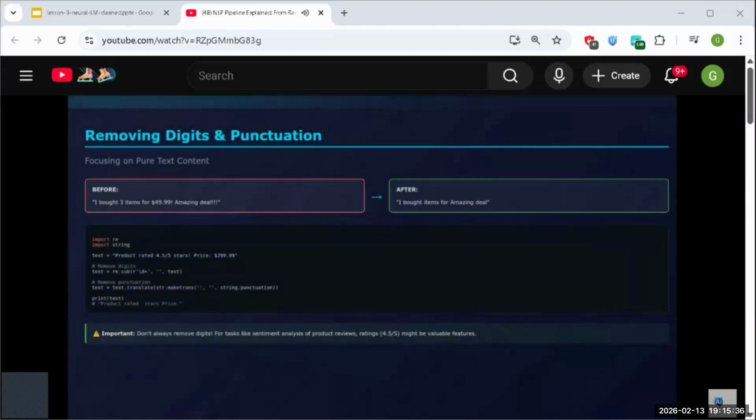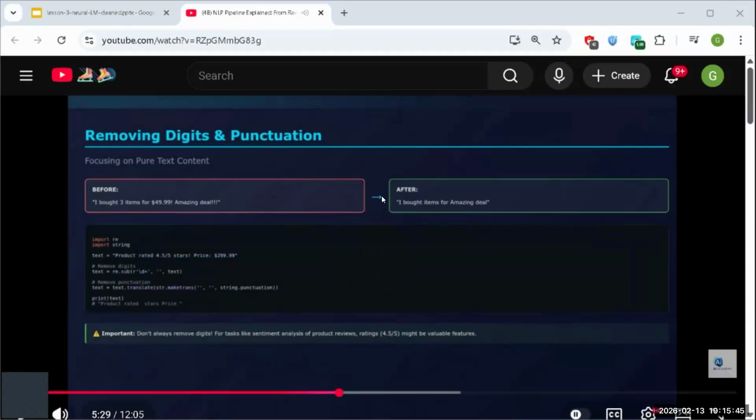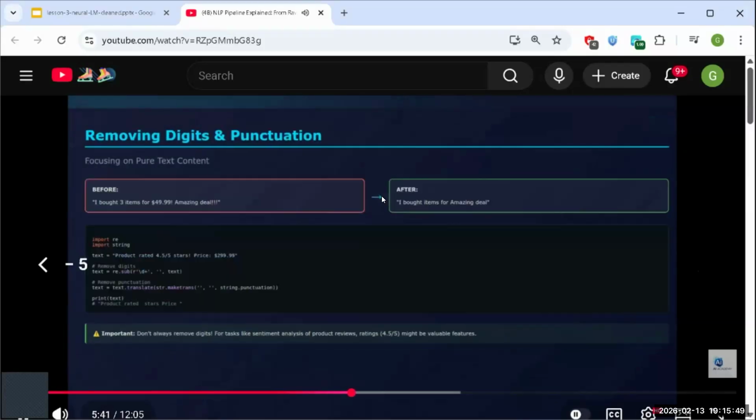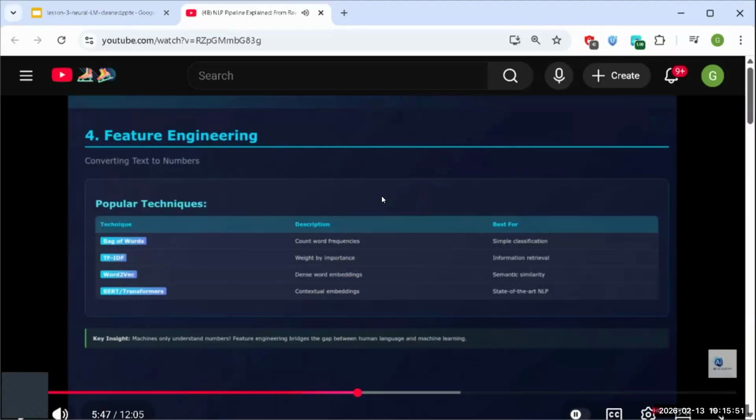Last but not least, removing digits and punctuation. Depending on your task, numbers and punctuation may need to be preprocessed, so we strip these characters out. I'll skip the punctuation part because it's common sense. Next comes feature engineering, where we convert text into numbers that machines can understand.